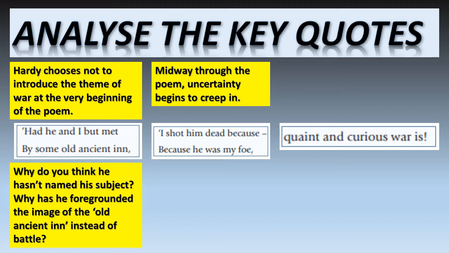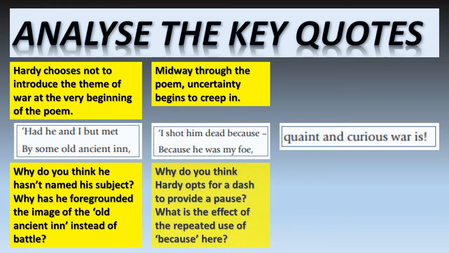When you've done that, the next thing you need to do is think about how the tone changes midway through the poem and uncertainty begins to creep in. And we've got this example of a quote there: "I shot him dead because he was my foe." And I want you to think about why Hardy opts for a dash to provide a pause here. And why is there a repeated use of "because"? So think about the effect of that.